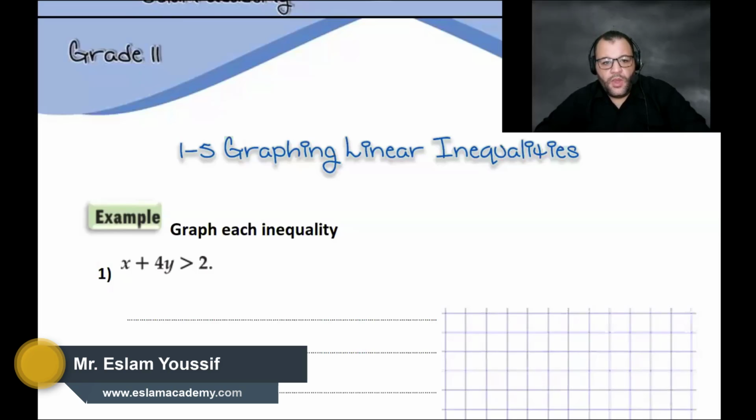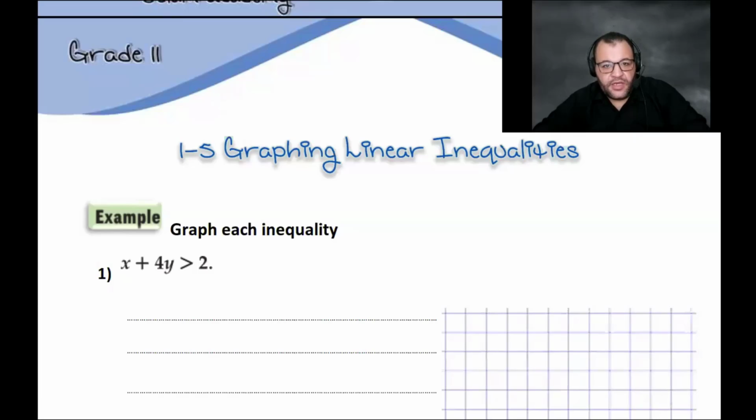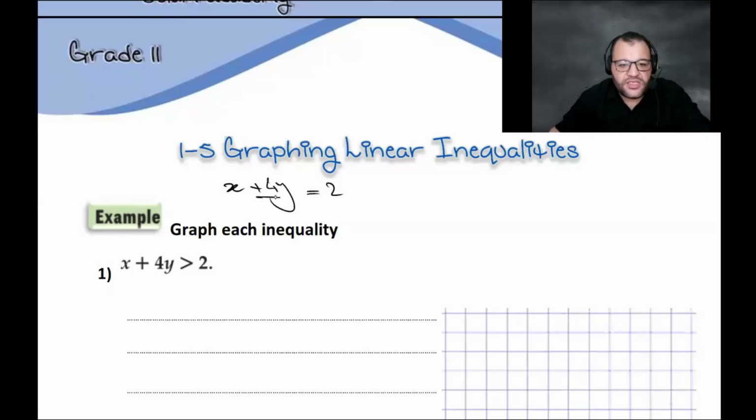Yes. Okay. That's lesson number 5, which is graphing linear inequality. Graphing linear inequality is the same as graphing the linear equation. If you remember how we can graph the linear equation, I need to solve x plus 4y equals 2. If you want to graph this equation, how can you graph it?